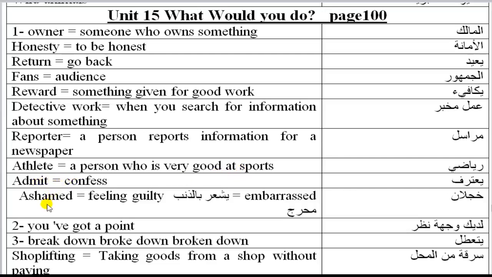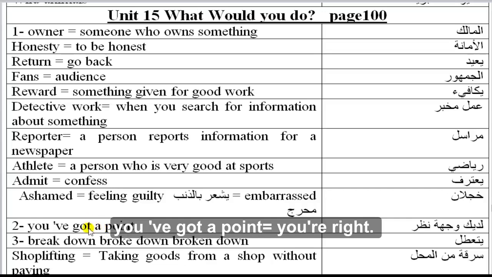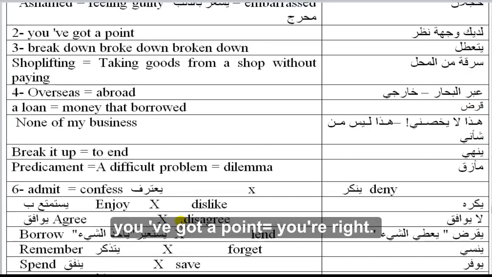Admit, confess. Ashamed, feeling guilty, embarrassed. 2. You've got a point. You've got a, the T sounds like a D, between two vowels, O and A. You've, short, O as the A in American. You've got a point.